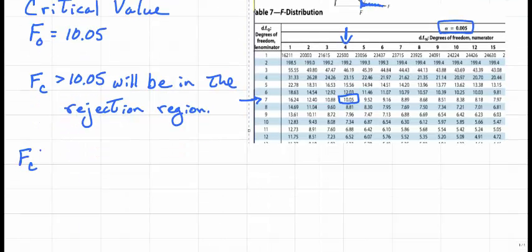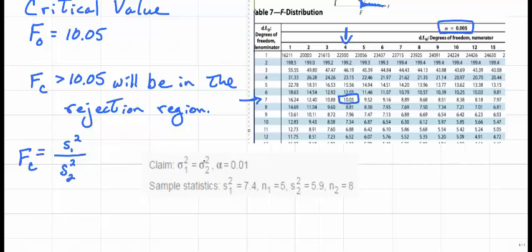Remember that F sub C is simply the sample standard deviation of the first sample divided by the sample standard deviation of the second sample. And we'll need to remember what those values are. And so we note that the sample standard deviation for sample 1 is 7.4. So that goes in the numerator here. And we're going to divide by 5.9, which is the standard deviation for the second sample.